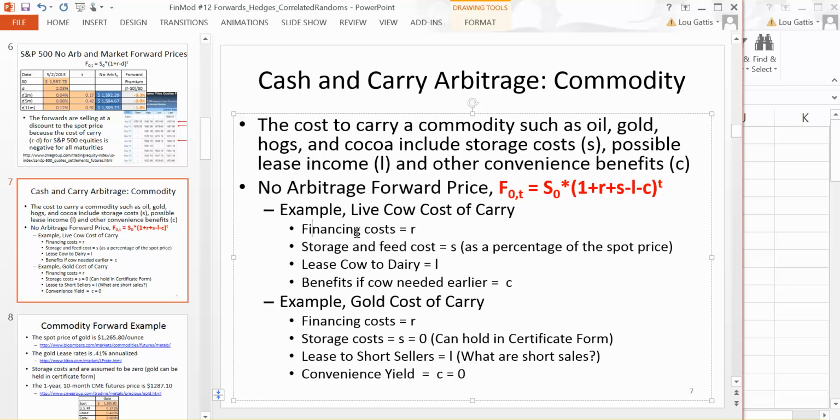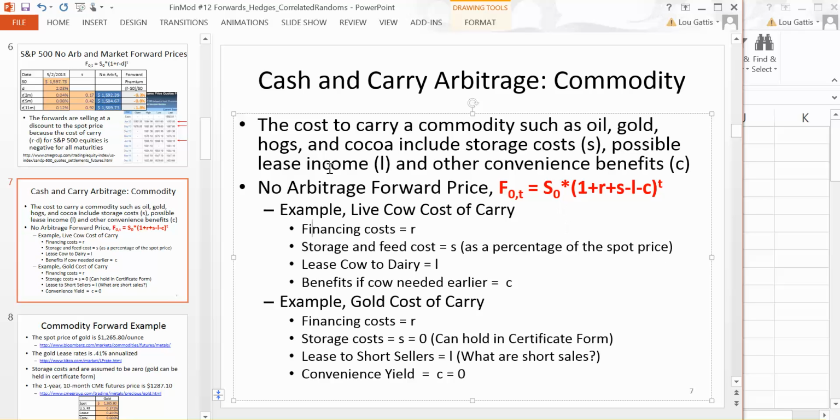However, with a live asset, such as a cow, you're still going to have to store the asset, or pay to have it stored, or pay to have it fed. So we're going to call S the storage cost, which is represented as a percentage of the spot price. So we're going to pay S to feed or house or store or pay someone to take care of the cow. So my cost of carrying the position includes the interest rate R and the storage cost S.